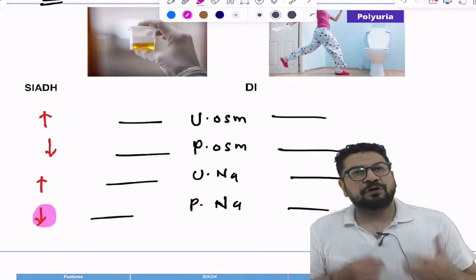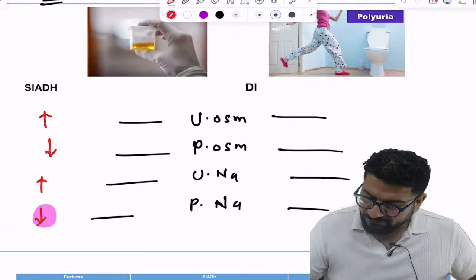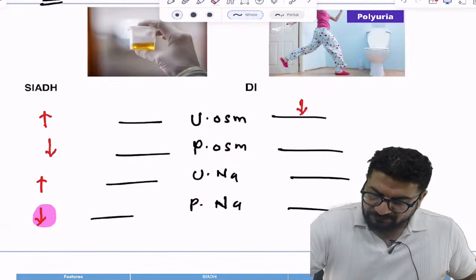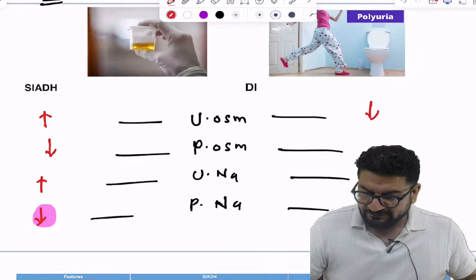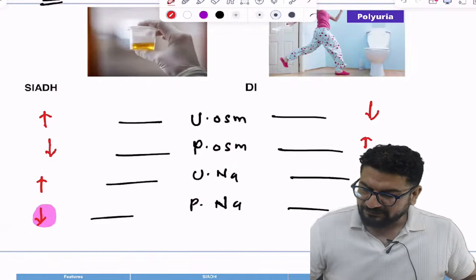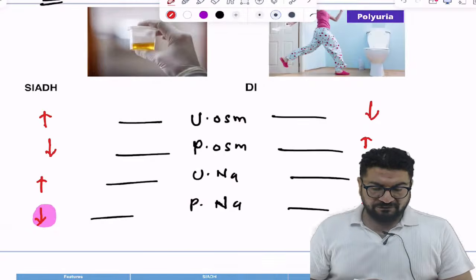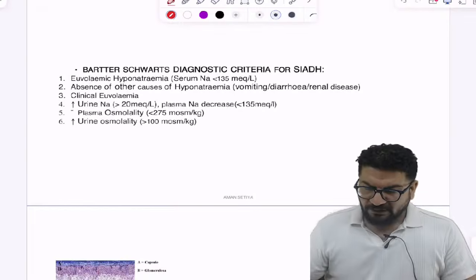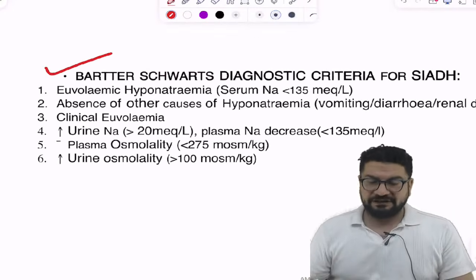Coming to diabetes insipidus, watery urine. Since water is coming in the urine, the solutes in the urine will be fewer, so urine osmolality will be lesser, urine sodium will be lesser. Then you can notice plasma osmolality will be more, plasma sodium will be more. So these are the changes which they ask in the exam regarding urine or plasma osmolality of diabetes insipidus or SIADH. Okay, now we have a criteria, just remember the name, it is Bartter-Schwartz criteria for SIADH.